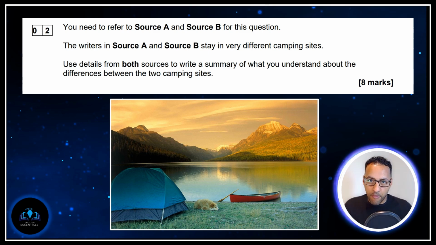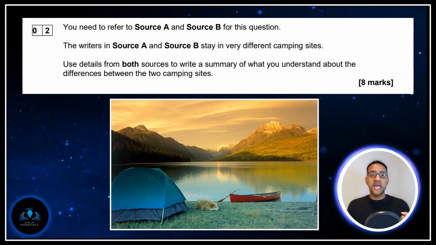The question came from a previous AQA paper, and let's have a look at what it says. You need to refer to source A and source B for this question. The writers in source A and B stay in very different campsites. Use details from both sources to write a summary of what you understand about the differences between the 2 campsites. And I can tell you that from the beginning, the reason why this question is so tricky is because of the way in which they have worded it.